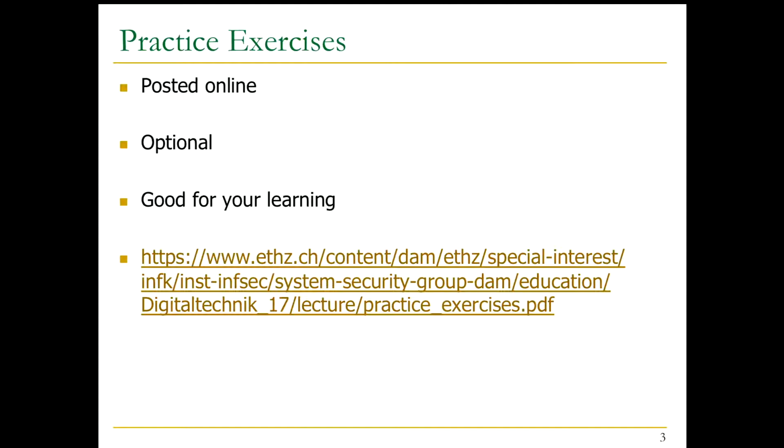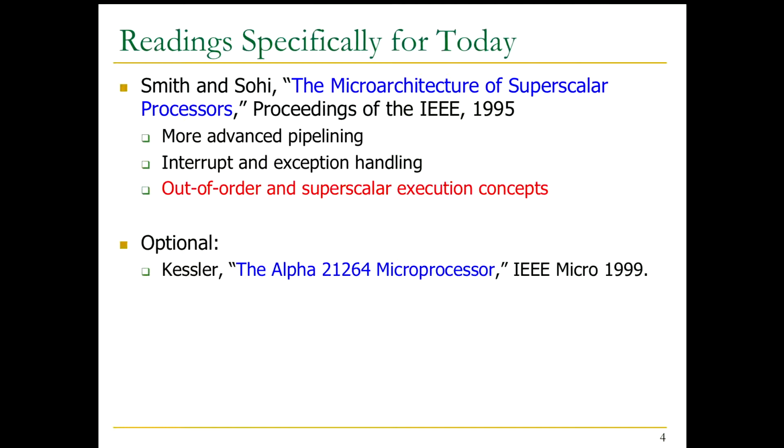Okay, readings. Hopefully you've done this reading. This lecture may be easier if you have. And there's an optional reading. This is not a required reading. This is more advanced. This is Digital Equipment Corporation's Alpha 21264 microprocessor. It's described by its chief architect, Rick Kessler. It's a very dense reading, so I'm recommending it to you if you really want to go into the detail of how a modern microprocessor works.